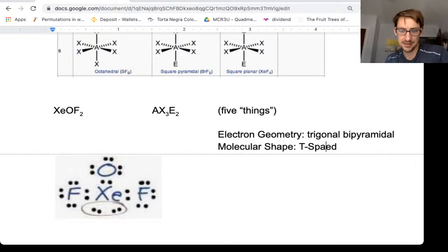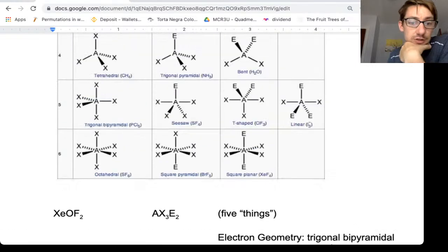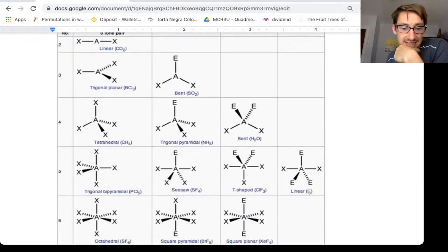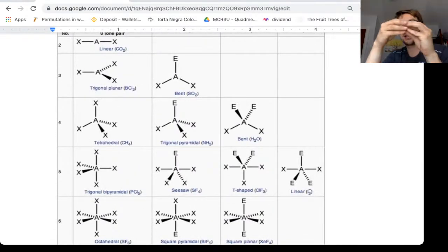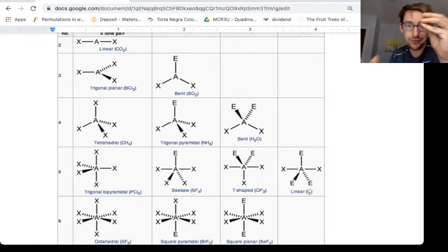Oh, that is not what I meant to type. There you go. So, your job is going to be basically to memorize these 5 in this column. And then you can simply pop X's off, keeping the geometry the same, to get the actual molecular shape.